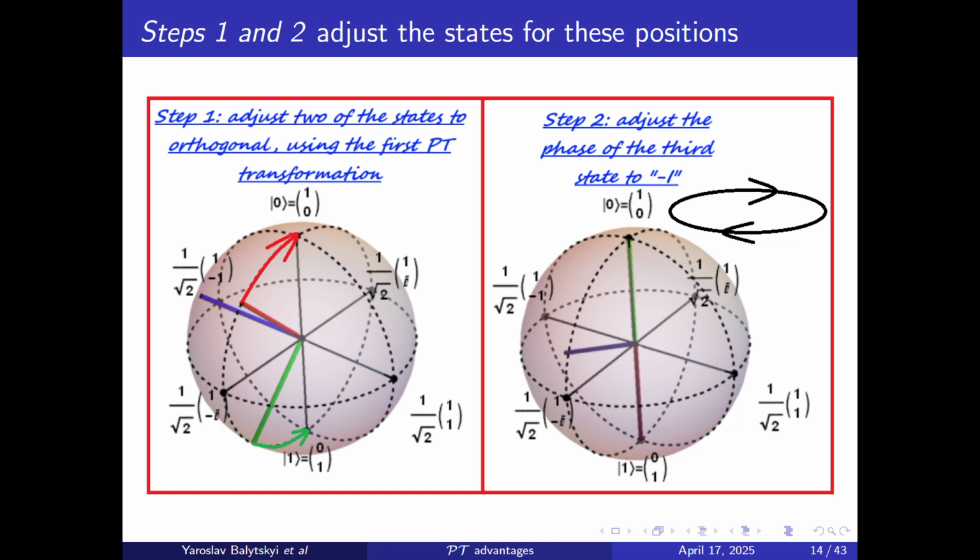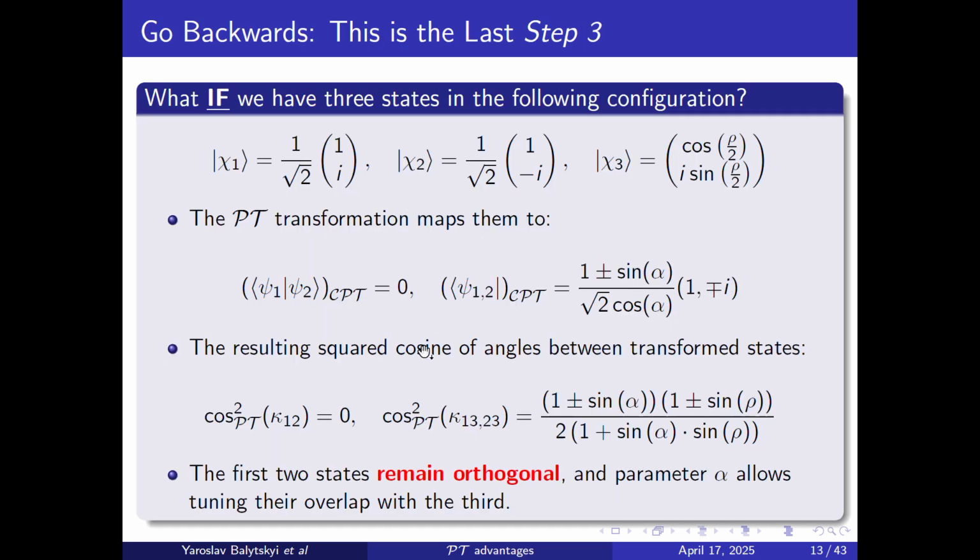There is a lot of trigonometry, but essentially the idea is quite simple. You just rotate this, rotate this. After that, rotate again, but by a unitary operation. This one is a PT-symmetric rotation, so non-unitary. But this one is unitary. And then you apply one more PT-symmetric transformation to adjust the third angle.